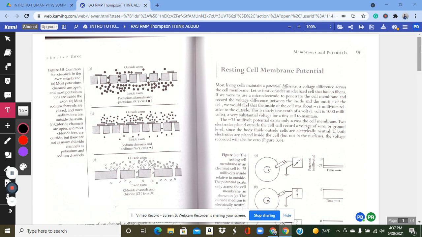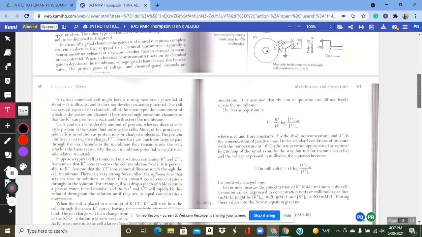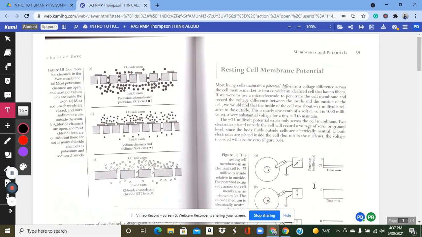Before I actually do the think aloud assignment, just to let you guys know that I will start from the left and then move on to the right, just so you can see the order in which I'm reading the text. Okay. So figure 3.5.